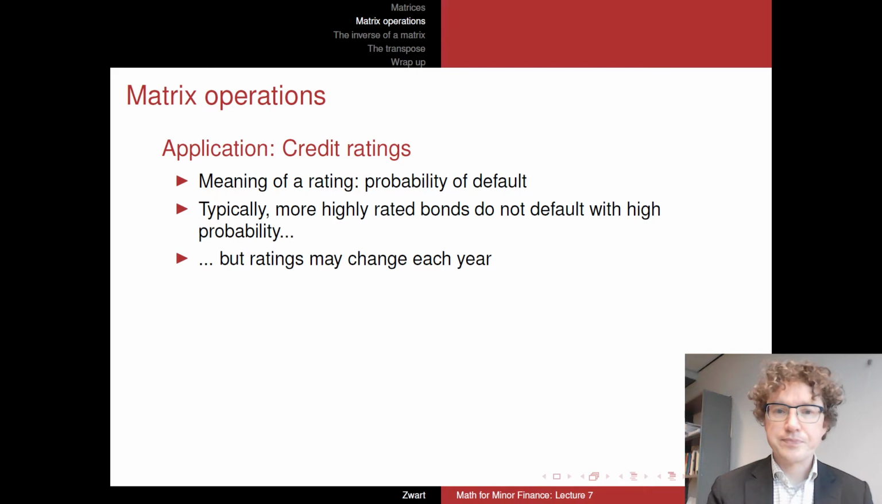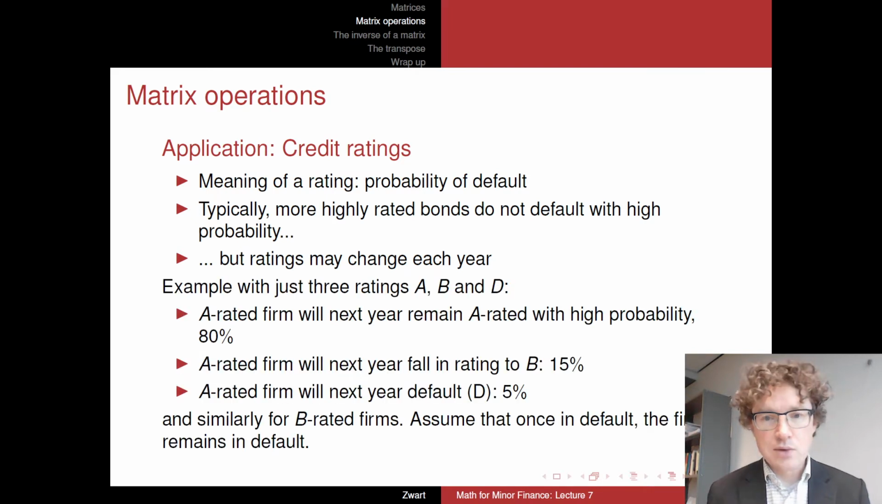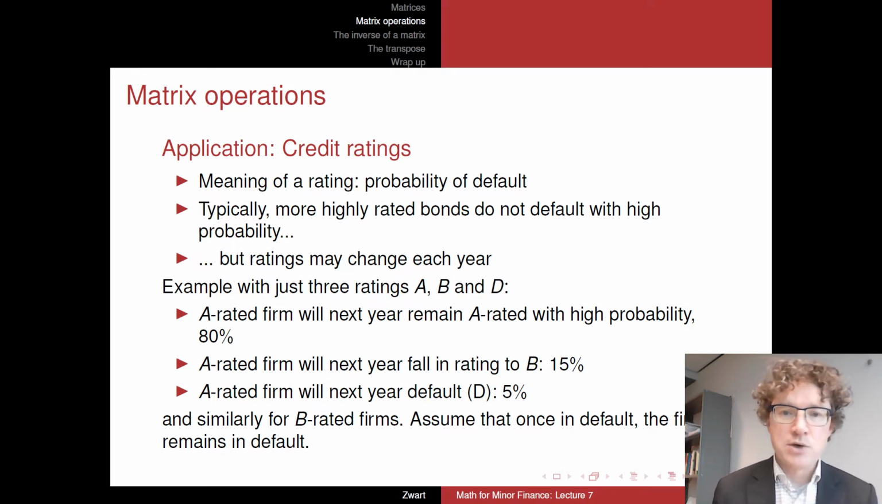So I want to give a very simplified example here where we would have just three ratings. I'll call them A, B, and D. So A will be the best rating, B would be the slightly worse rating, and D will be default.